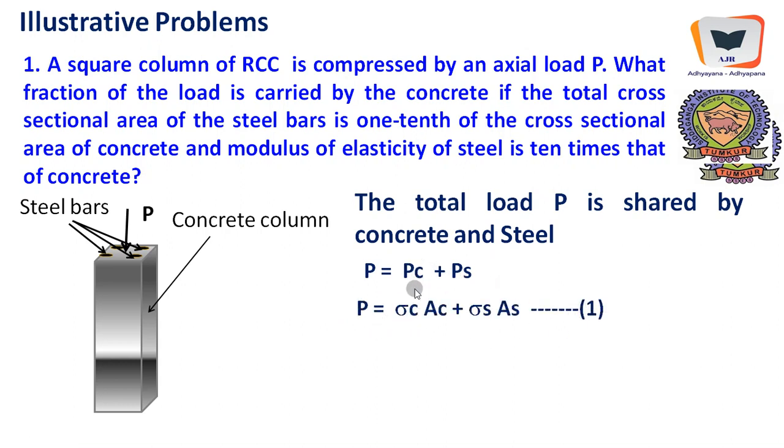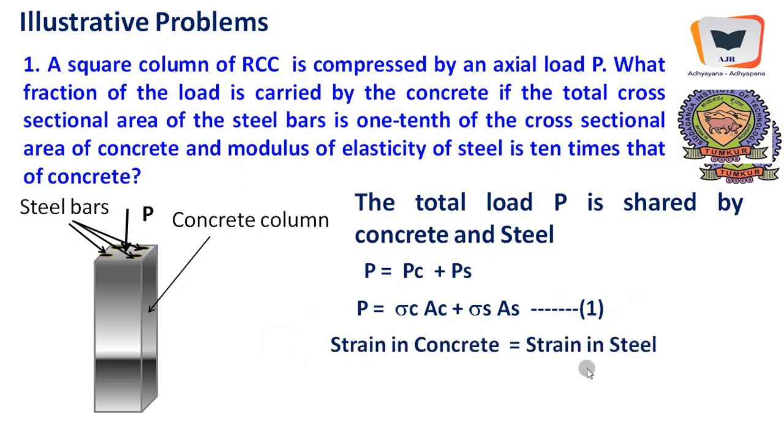Therefore, P equals sigma C, the stress in concrete, times AC, the area of cross section of concrete. That will constitute the load, because stress equals load by area. Therefore, load equals stress times area. It is a simple relationship that we have studied in the past. PS, the load carried by the steel, equals stress in steel times area of cross section of the steel. This frames equation number 1.